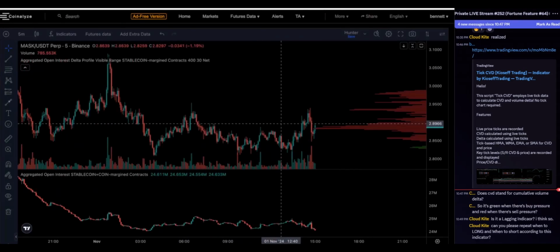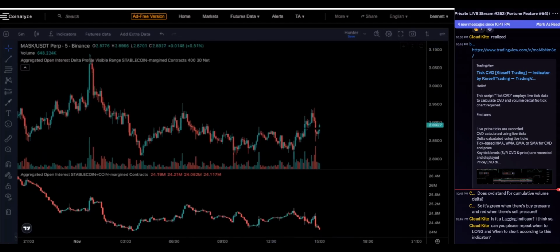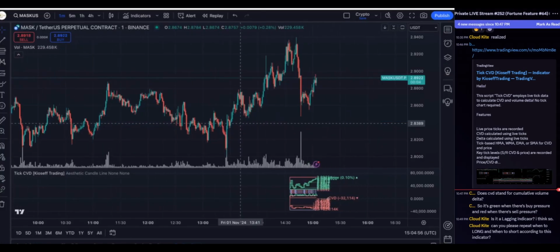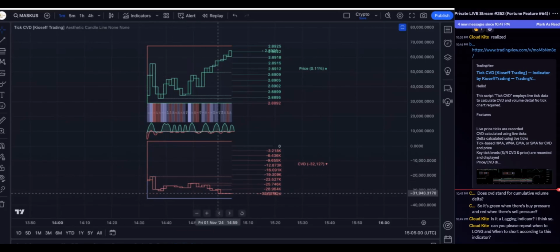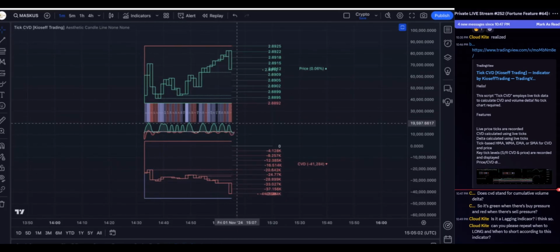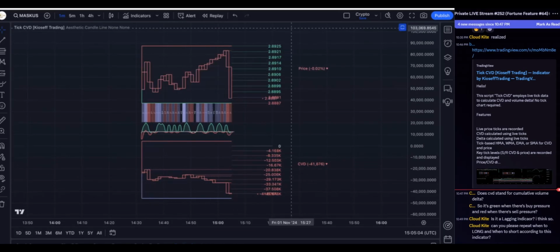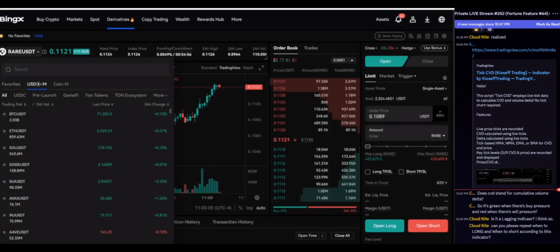Let's go look at this. I'm pretty convinced that this is a coin that I probably want to short. Do you guys see CVD? Look at CVD falling as price rises. This is just good. Look at this. Yeah, this looks good. So this is a coin we want to short soon.